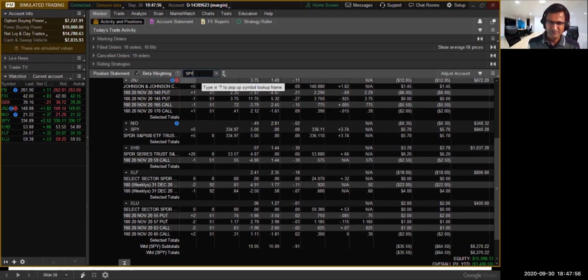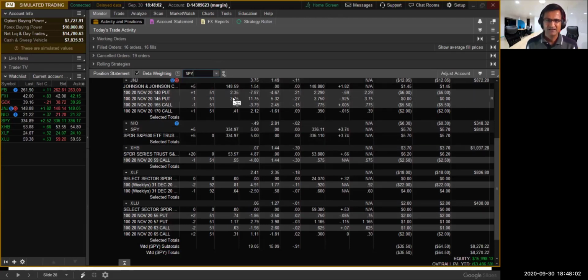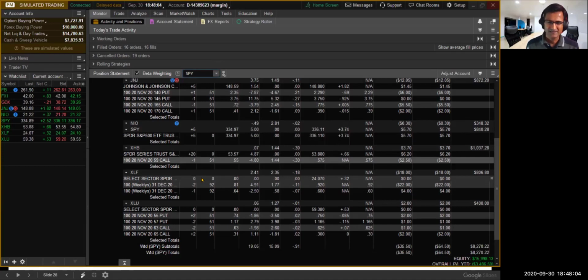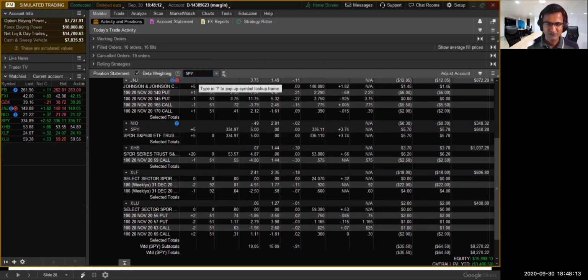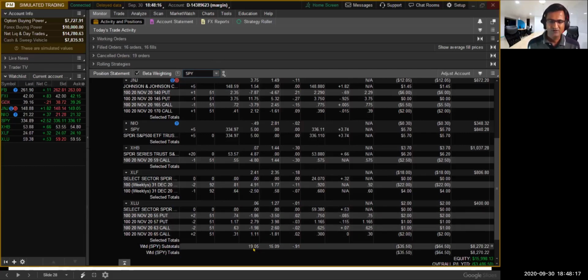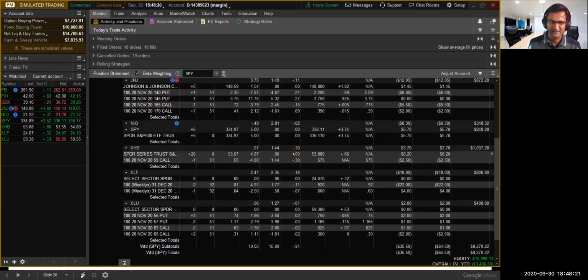It will mix up all my positions. And if I try to beta weight it against SPY, now it tells me the impact of all my positions is as if I'm holding 19 SPY. Means if SPY moves by $1 up, my portfolio will gain $19. Approximate give and take, right?